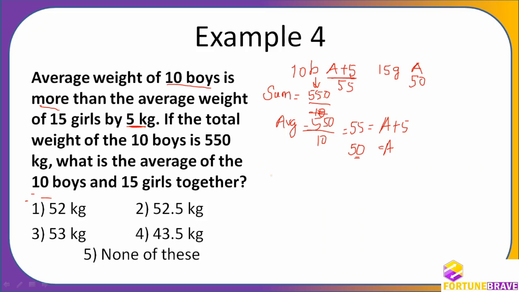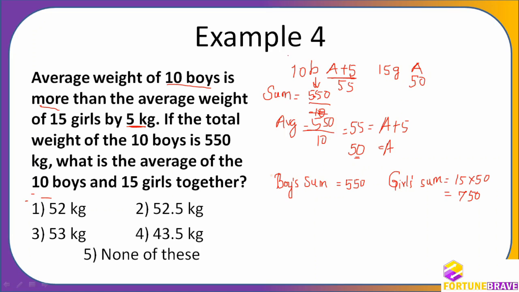Already we know the sum of this, so I will go with the sum method. So boys sum is already known, which is equal to 550. Girls sum is how much now? Girls sum is equal to 15 into 50, which is 750. Understood? Whole thing understood? Right.